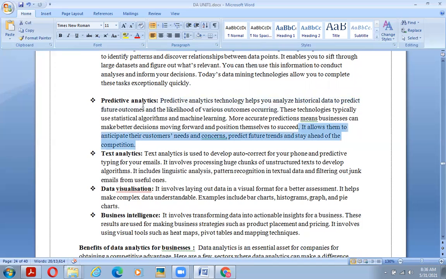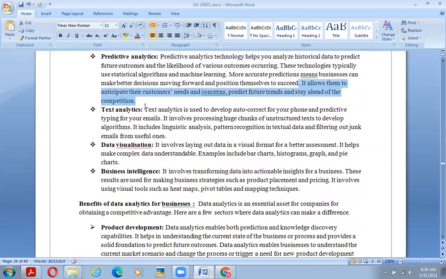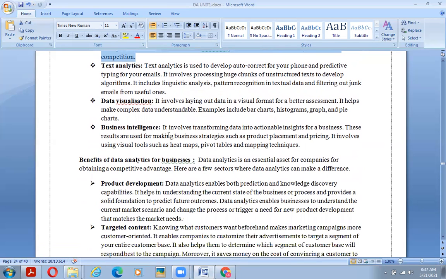Text analytics. This is one more area where we use our data analytics techniques. Text analytics is used to develop autocorrect for your phone and predictive typing. It involves processing huge chunks of unstructured text to develop algorithms. It includes linguistic analysis, pattern recognition, and textual data filtering.